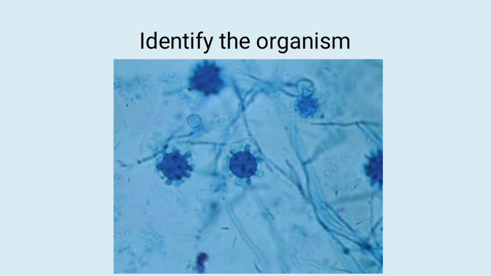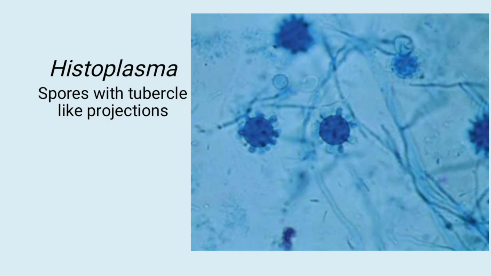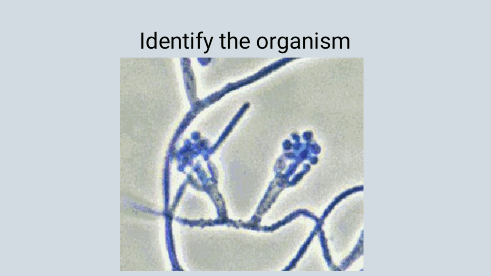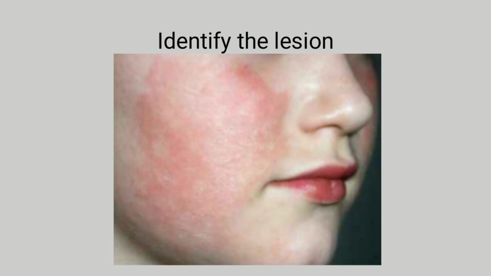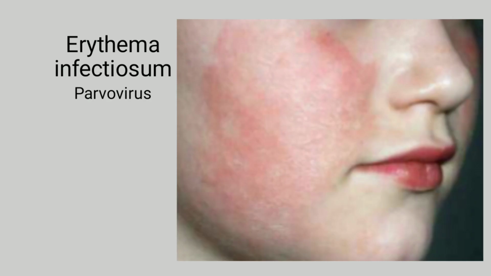Identify the organism. Spores with tubercle-like projections, Histoplasma. Identify the organism. Broomstick, paintbrush appearance, septate yeast, Penicillium marneffei. Identify the lesion. Erythema infectiosum caused by parvovirus.